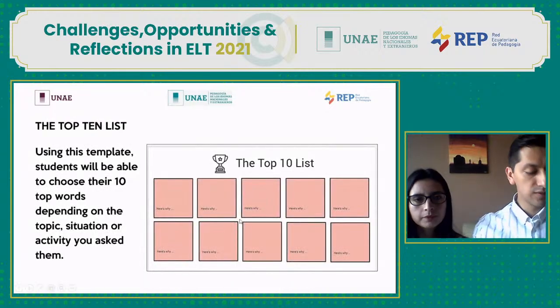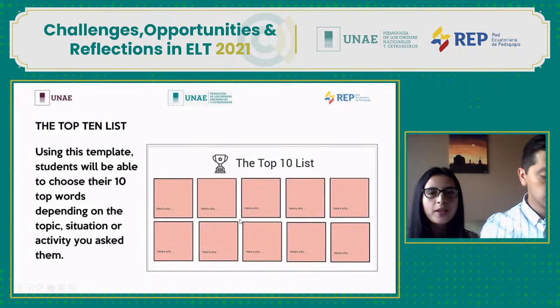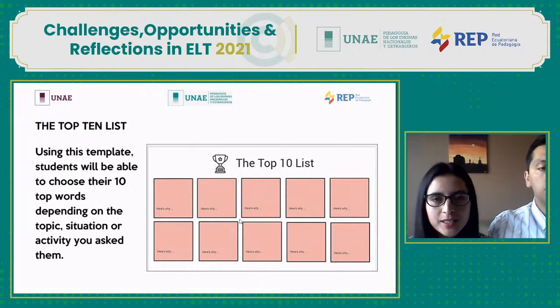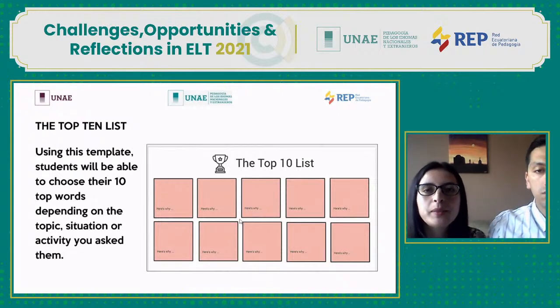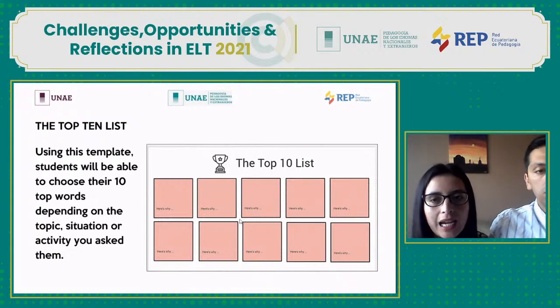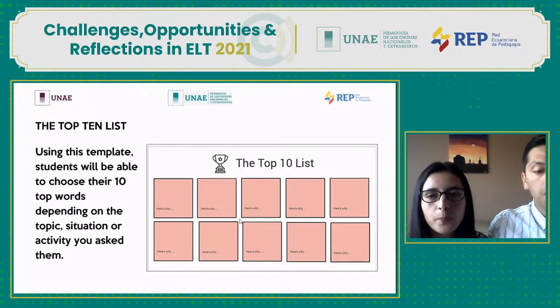Okay, we're going to continue with the next one. Okay, so the next activity is called the top 10 list. This is very similar to a ranking activity. So here students are going to be asked to choose their 10 top words, for example, depending on the topic or depending on the situation that you as teacher create for them.